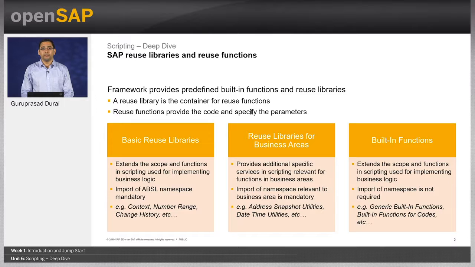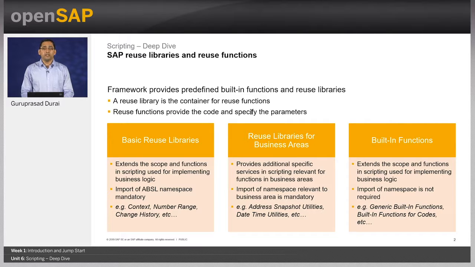The basic reuse libraries of the scripting language extend the scope and functions that you can use to implement business logic in the SAP Cloud Application Studio. The keyword import APSL is mandatory to use these reuse libraries in the scripting language. Examples for these reuse libraries are context, number range, change history, web services utilities, etc.